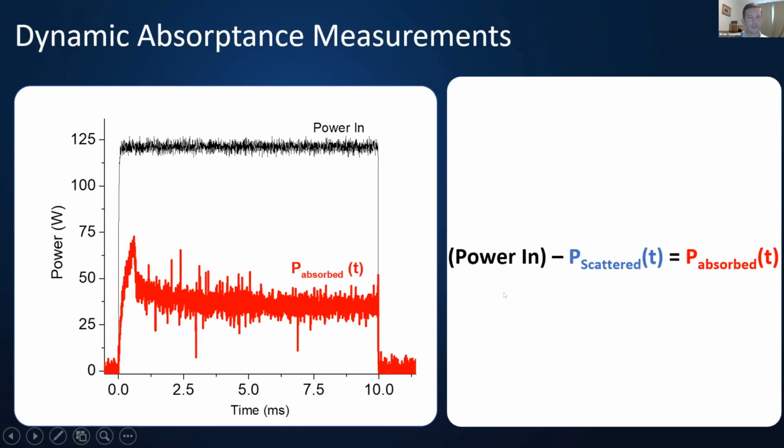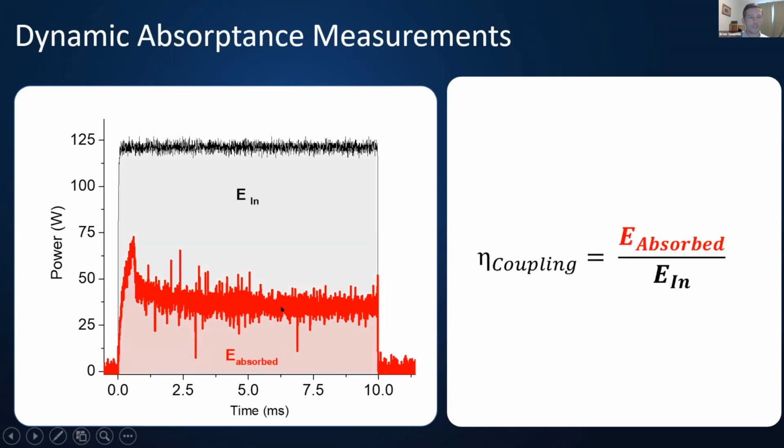Then we do a simple calculation where you subtract the scattered power from the power you put in, and the difference is the power that's absorbed by the material. Here there's no light being transmitted through the material, so it's a pretty simple energy balance calculation. You can integrate these quantities and take the ratio, and that gives you what's often referred to as a coupling efficiency. This is a number similar to what you would get out of a calorimetry experiment.